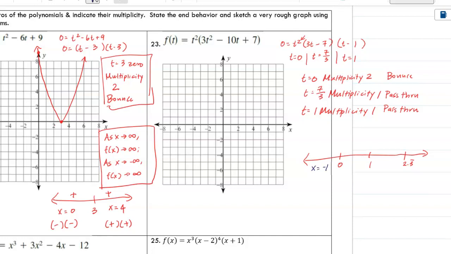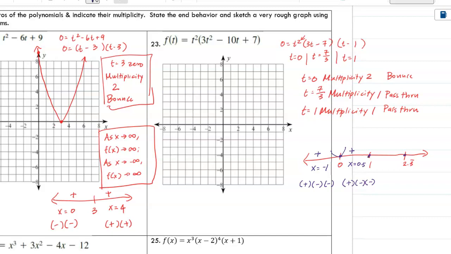Negative 1, and I can use the factored form because it doesn't leave anything behind. Negative and negative. That's going to be a positive. X equals 0.5. That's going to be positive. Half of 3. That's going to be less than 7. And then negative. It's going to be a positive. Because remember, it bounces here. It's going to bounce. It's going to look like that.